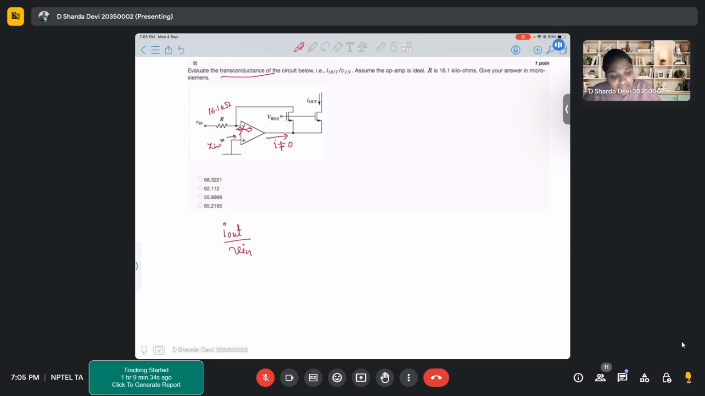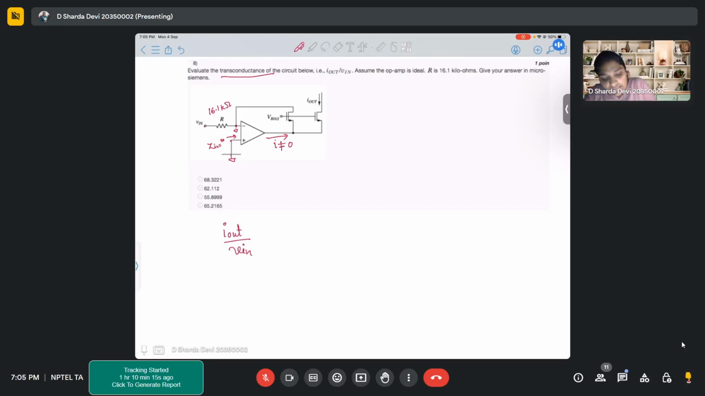For this particular resistor and this particular V in, you have to find I out by V in. How would you find it? There is another property of an op amp known as the virtual ground or virtual short concept. Whatever is the potential at this terminal, the other terminal also attains the same or very close voltage. Here this terminal is grounded, so this terminal will also assume a ground voltage.